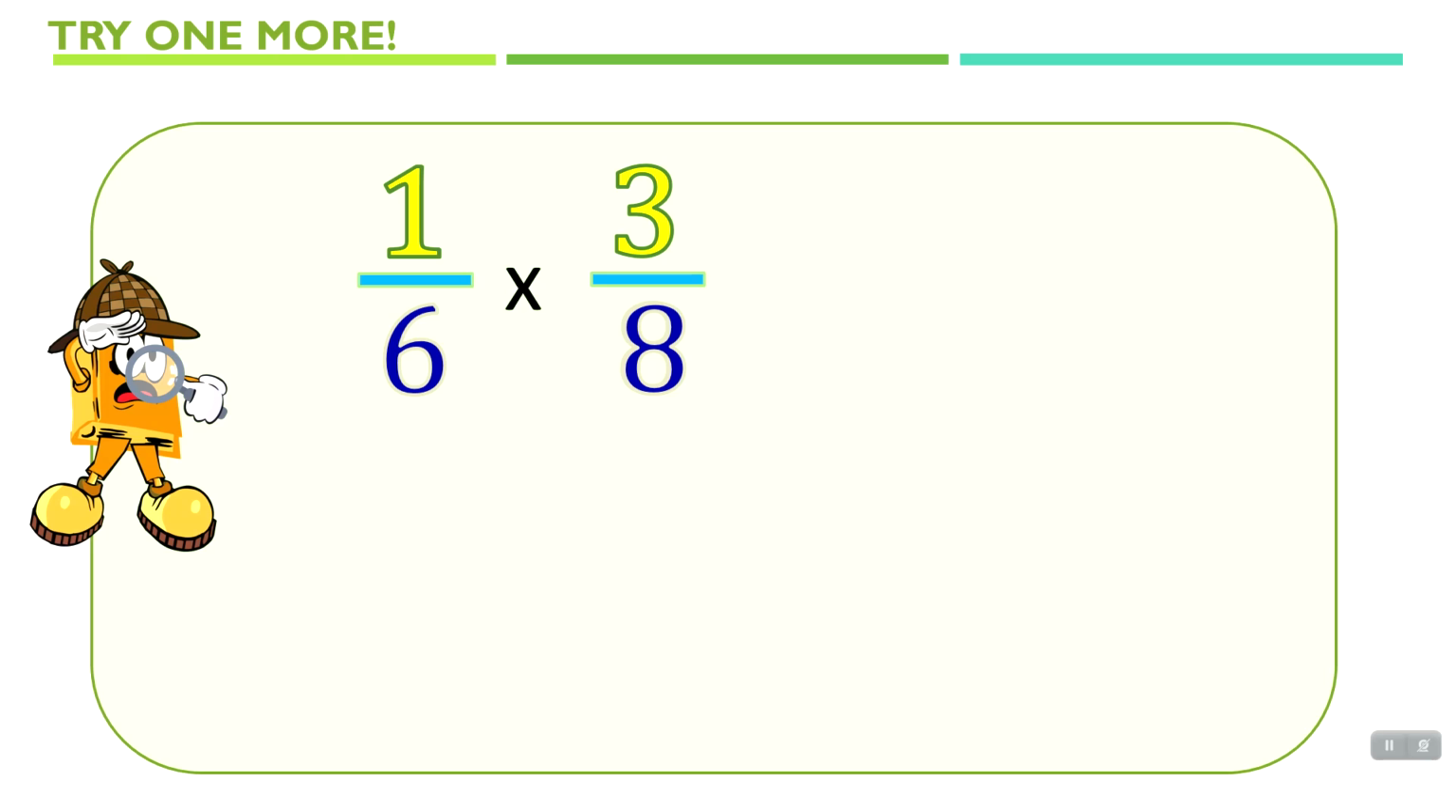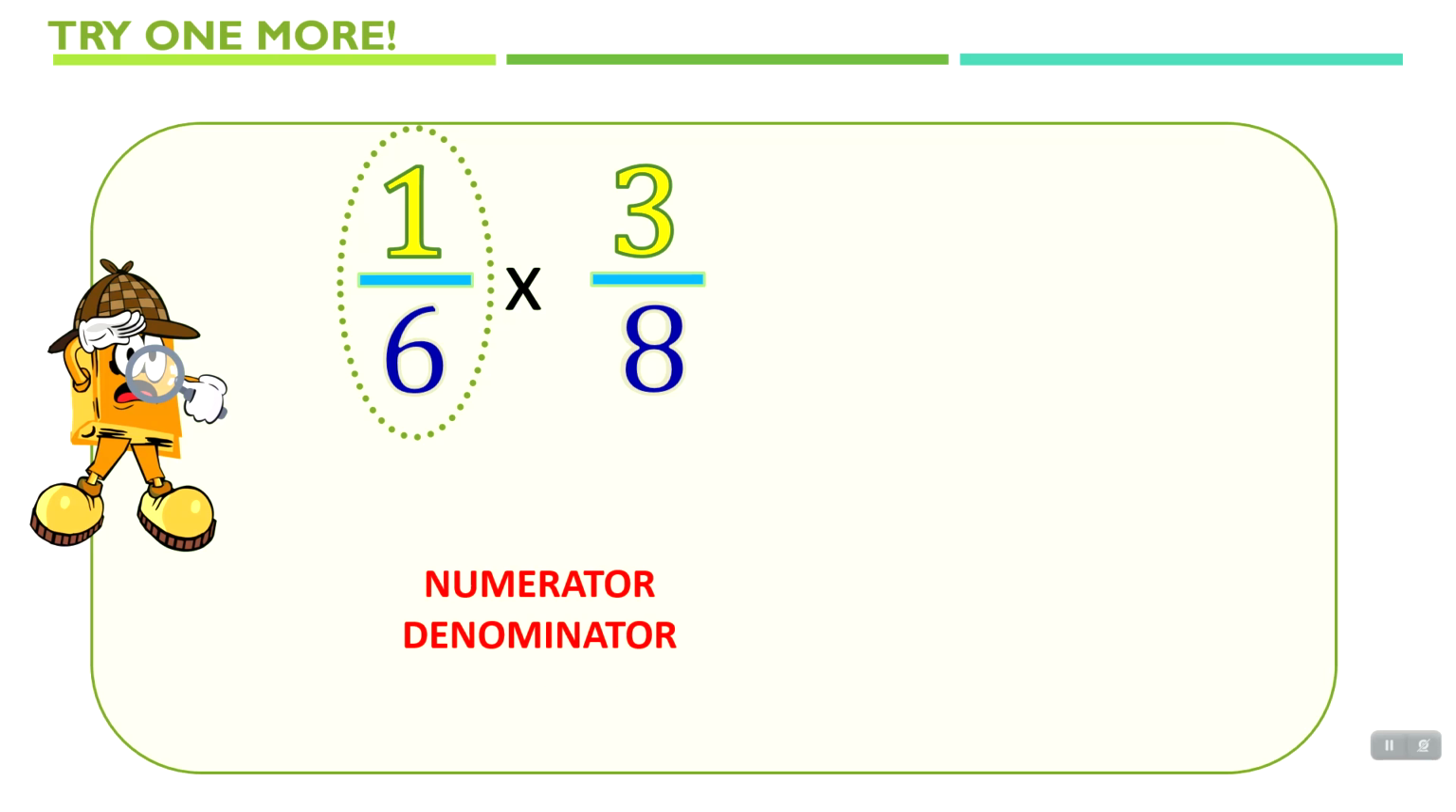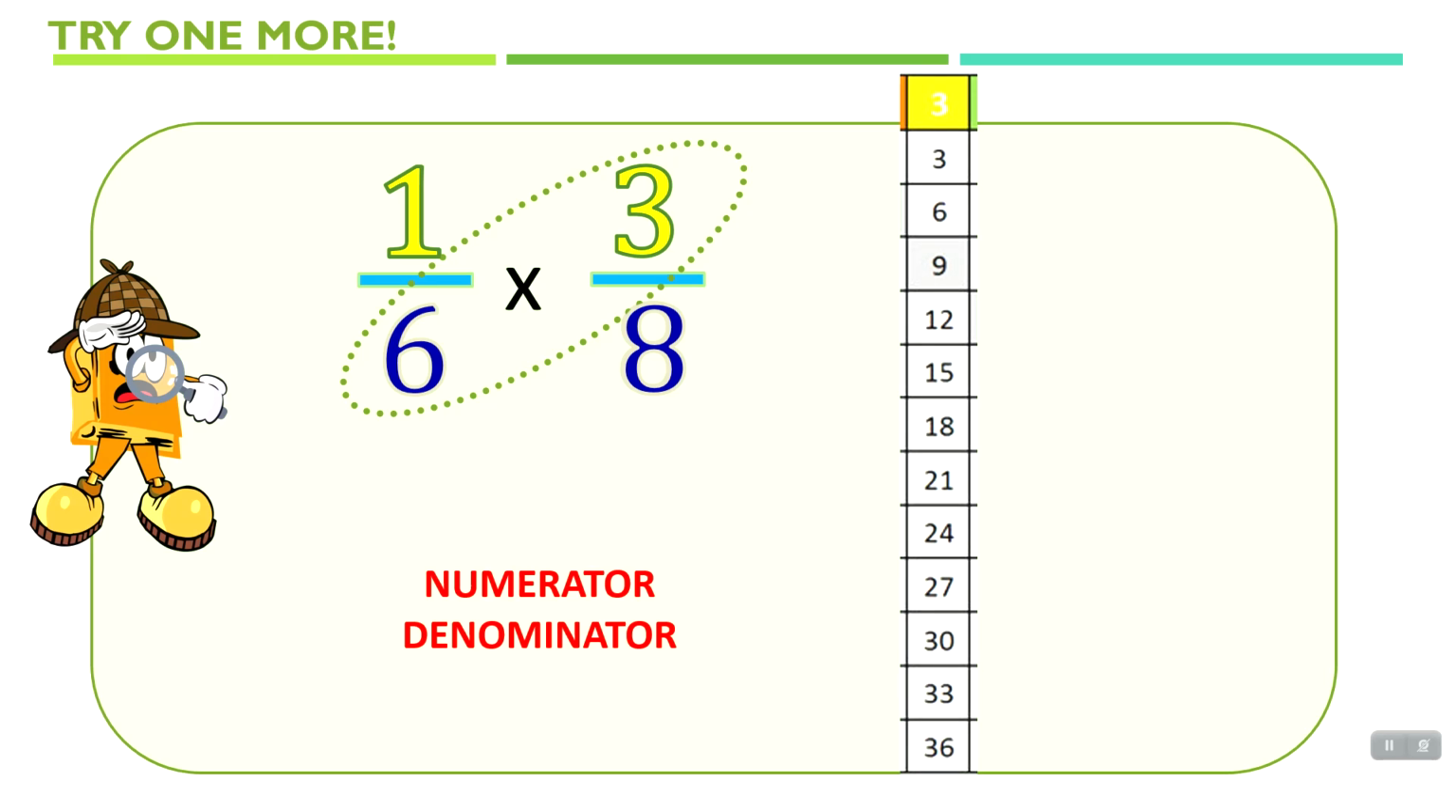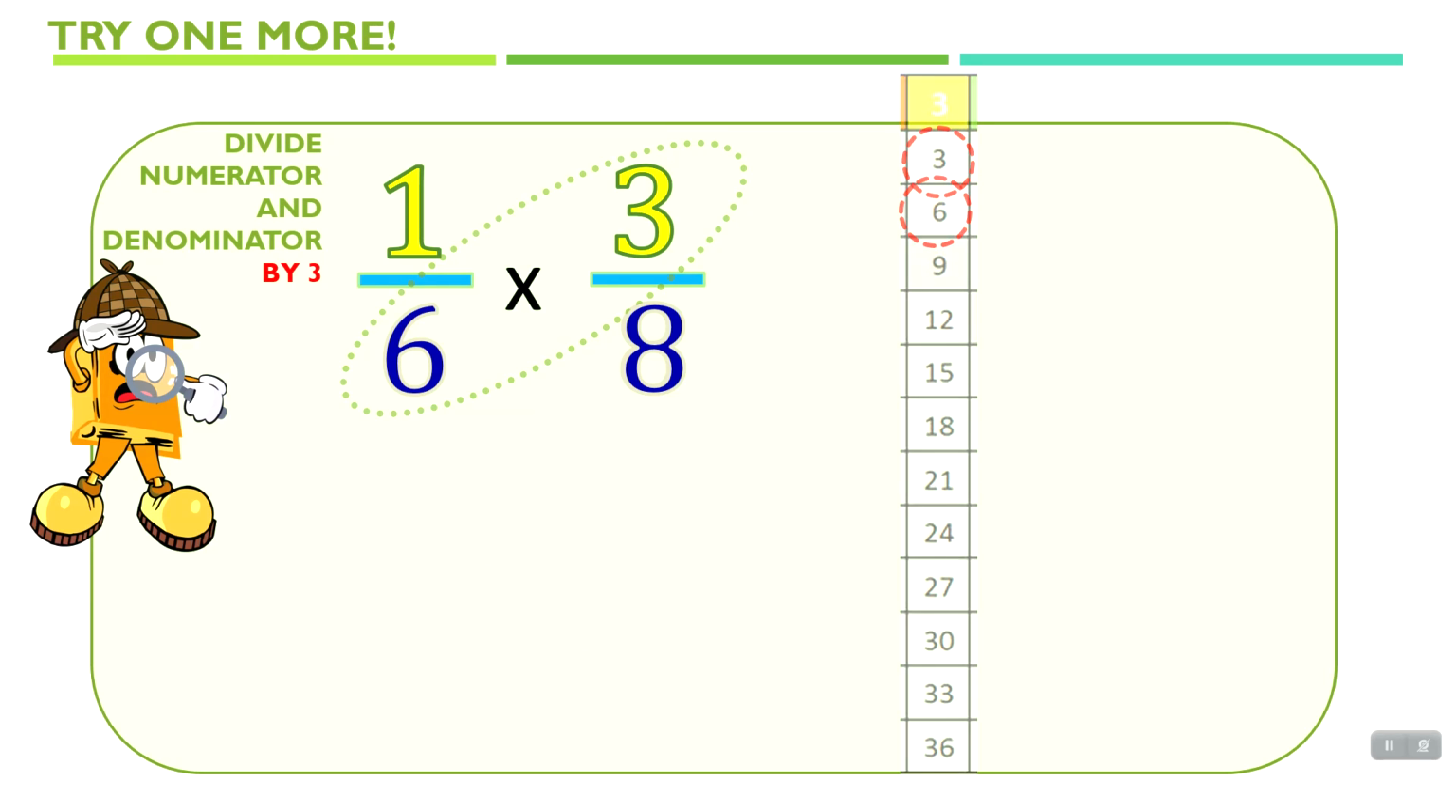Now you try one. 1 out of 6 multiplied by 3 out of 8. We're going to check to see if we can reduce first a numerator and denominator pair. 1 over 6 cannot be reduced. 3 out of 8 cannot be reduced. 1 out of 8 cannot be reduced. But 3 and 6, even though it's diagonal, 3 is a numerator and 6 is a denominator, they are found in the 3 times table. And so we can divide both by 3.